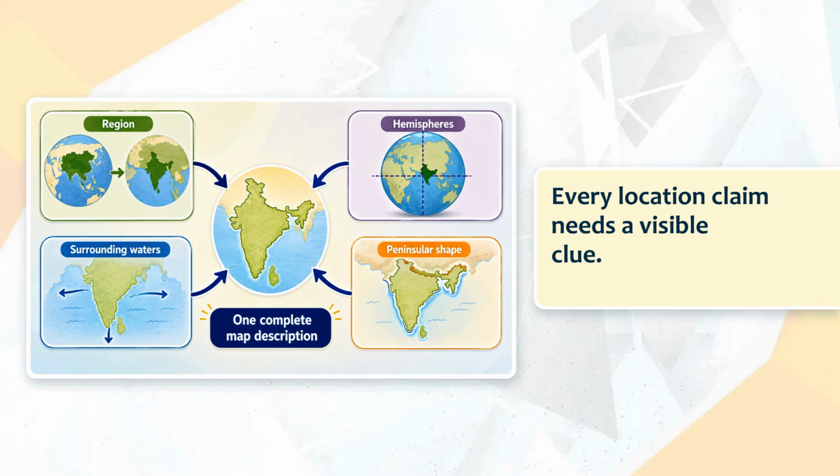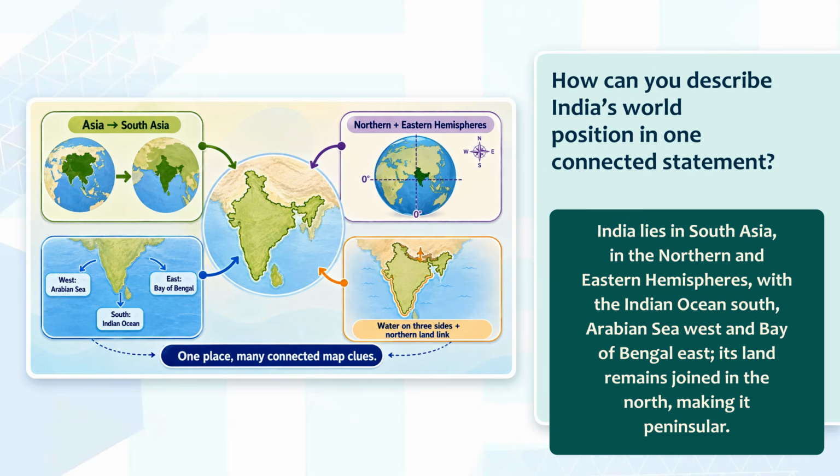The full explanation works because every claim has map evidence. Every location claim needs a visible clue. The map should show why each part of the description is correct. Build one sentence from the 4 clue groups. How can you describe India's world position in one connected statement? Now the complete map story comes together.